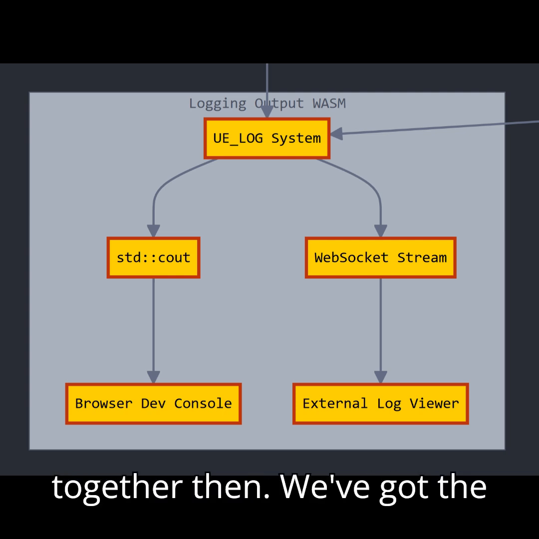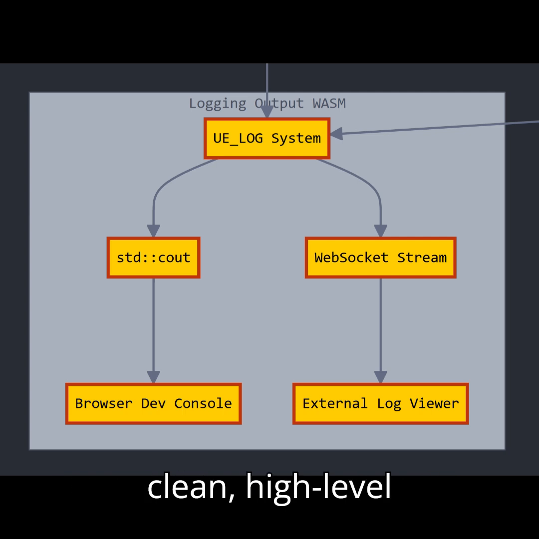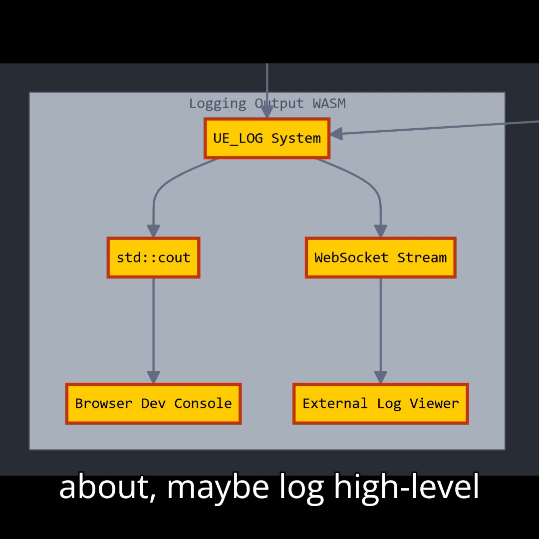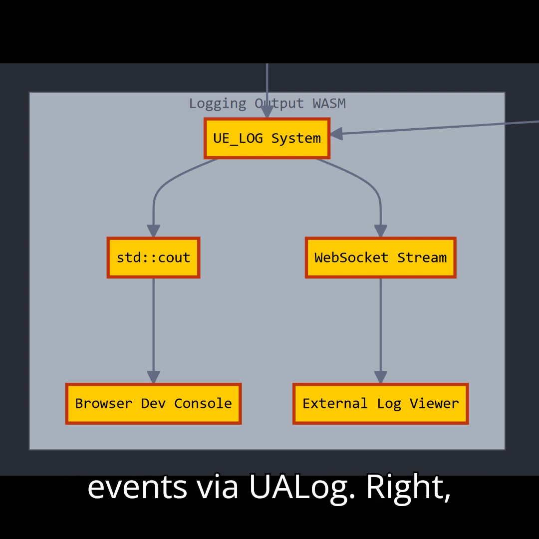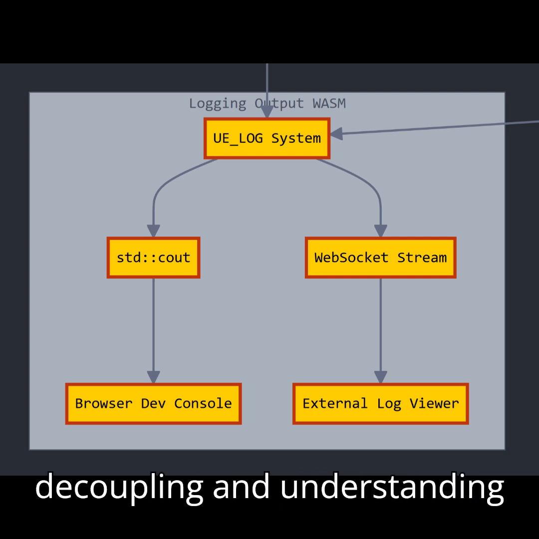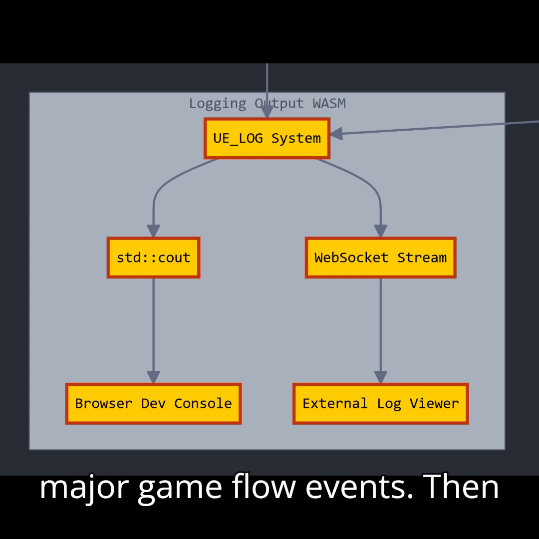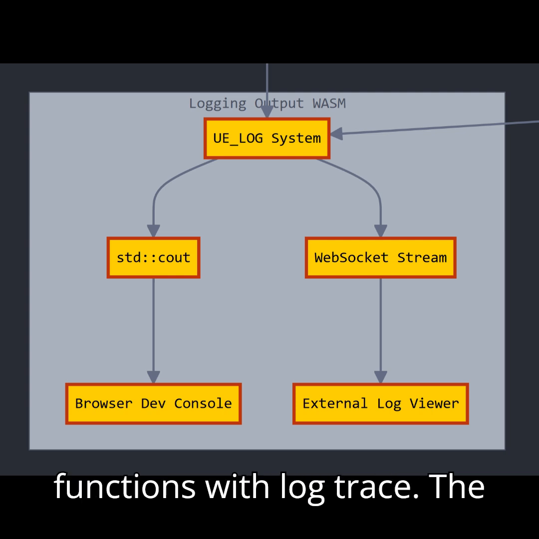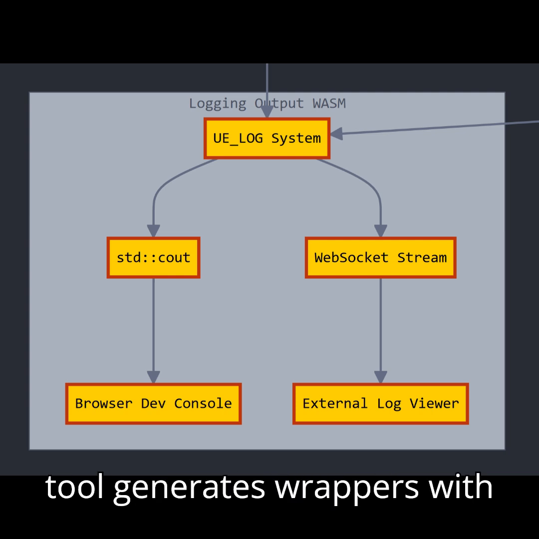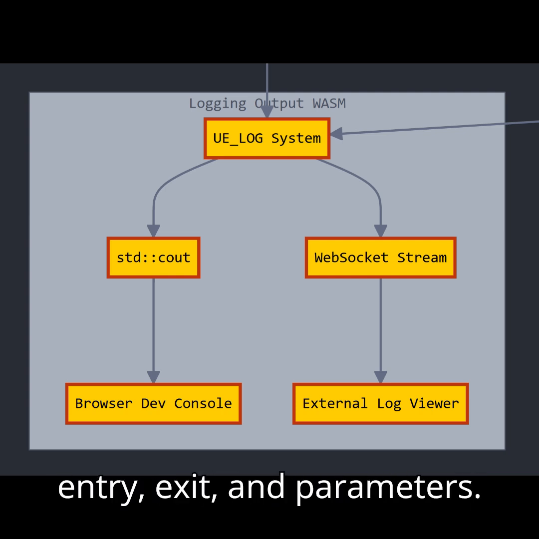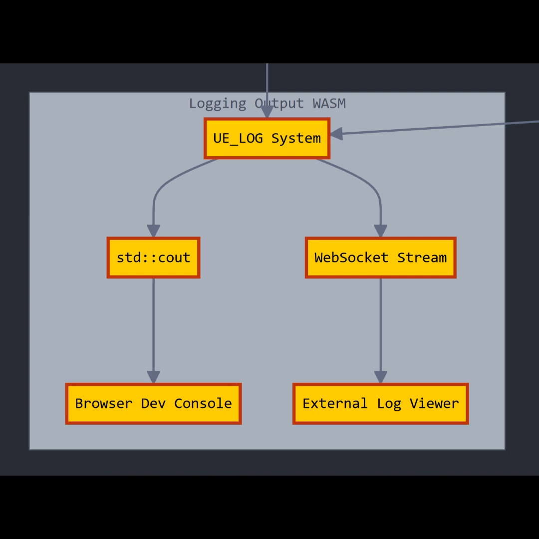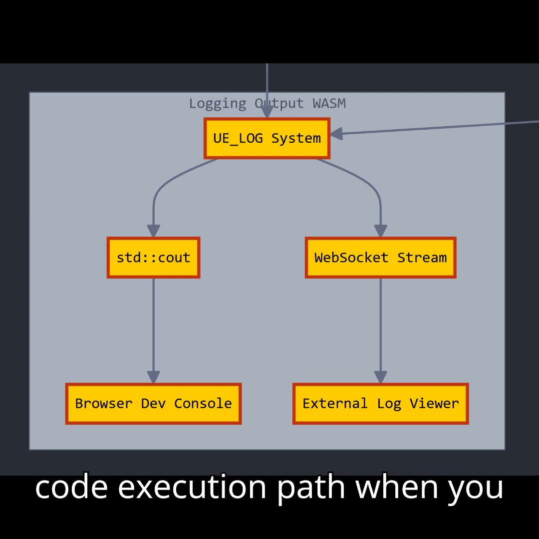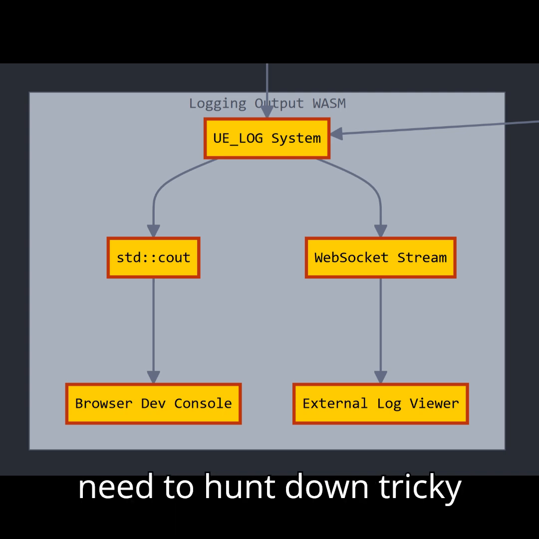Okay, let's pull this all together then. We've got the event delegate system for clean, high-level communication. Systems subscribe to things they care about, maybe log high-level events via UE log. Right, great for architectural decoupling and understanding major game flow events. Then we have the AOP-like tracing via the mini UHT, mark functions with LogTrace. The tool generates wrappers with detailed UE log calls for entry, exit, and parameters, keeping the user's code clean. Giving you that deep, granular view of the actual code execution path when you need to hunt down tricky bugs.